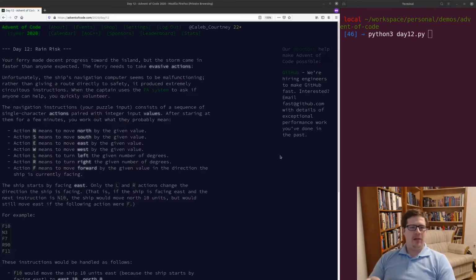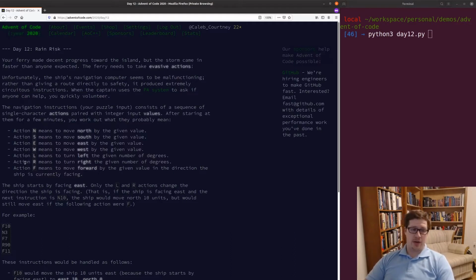Day 12. Okay, so we've got here day 12, Advent of Code. We've got actions. N means to move north by the given value. S means to move south by the given value. E means to move east by the given value. W means to move west by the given value. L means to turn left the given number of degrees.